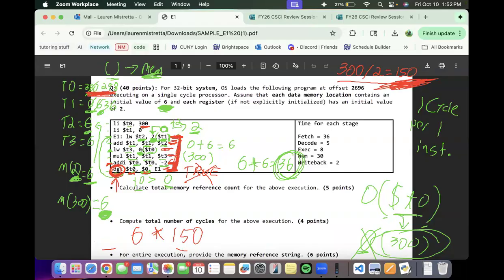Now, I can't leave out these 2 instructions up here, these 2 load immediates. Note that they're outside the loop. Why are they outside the loop? The loop starts and ends with E1. E1 is a label, so that means this whole thing is the loop. That is the 6 times 150 part. What are the leftovers? Those 2 load immediates. Plus 2. That's your final answer.